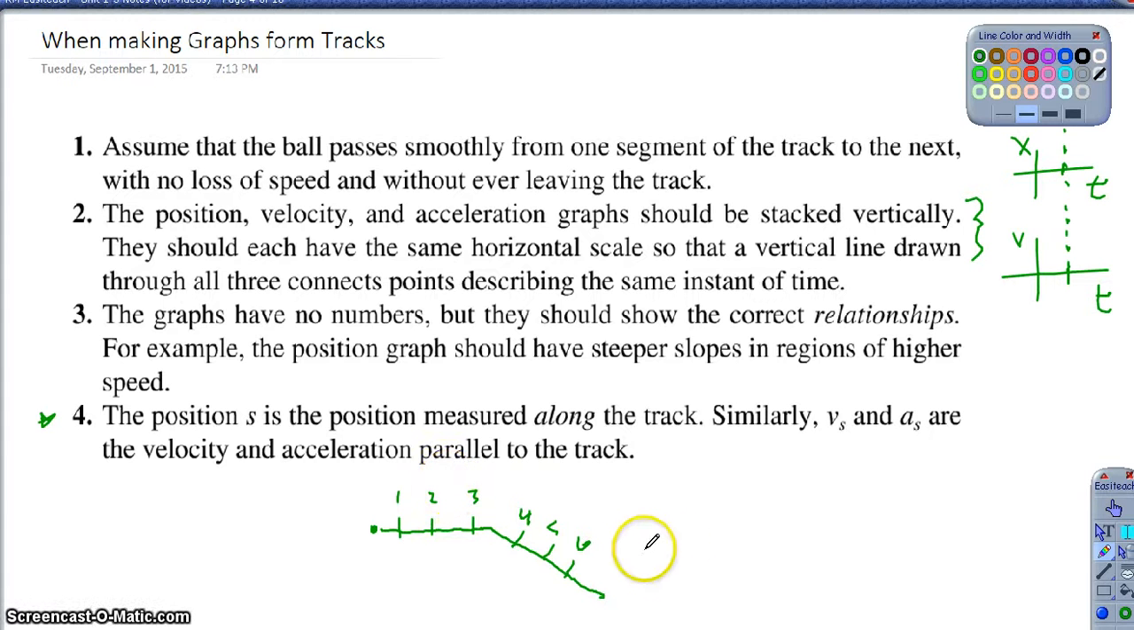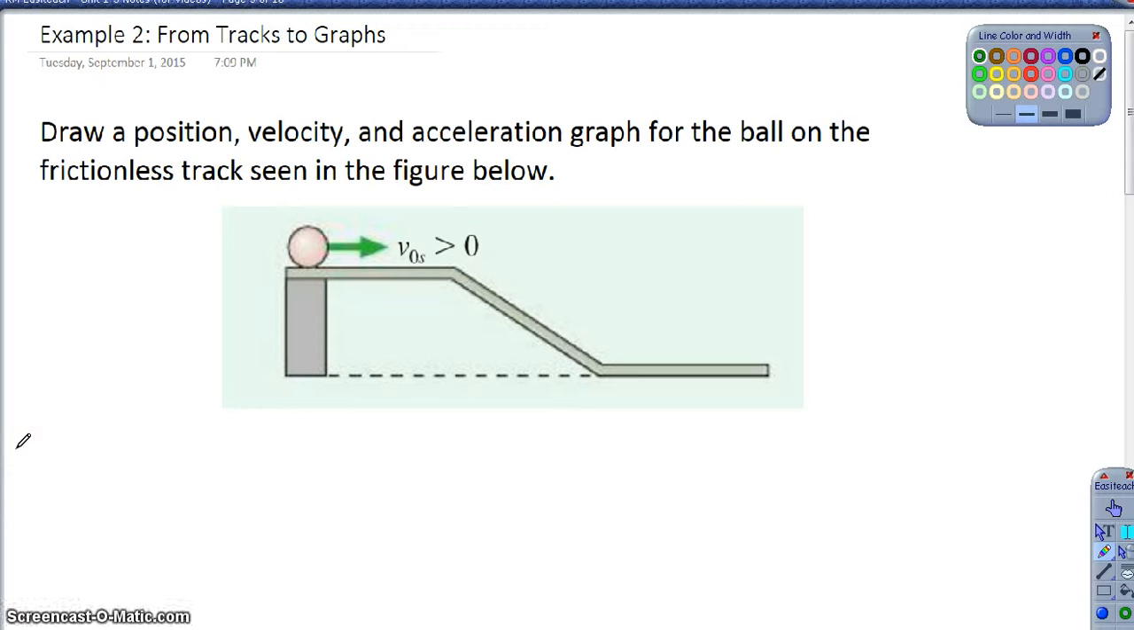And that is a little bit different than what we're used to for position graphs. Right? Normally we would say we'd have to find the hypotenuse between those locations. But we're not worried about that for these particular types of graphs. So anyway, let's do an example or two. This example asks us to draw a position, velocity, and acceleration graph for the ball on the frictionless track scene. And you could choose to start with either of those three. I actually would recommend either starting with the velocity or the acceleration, and I think you guys will see why.